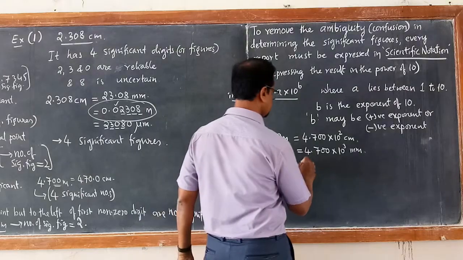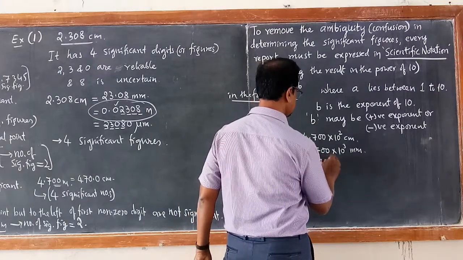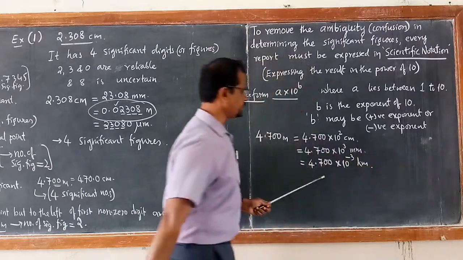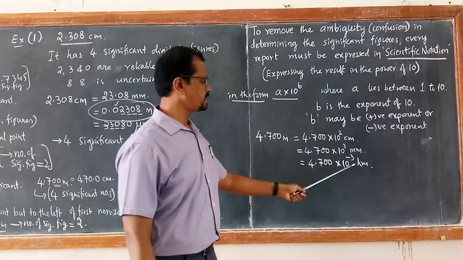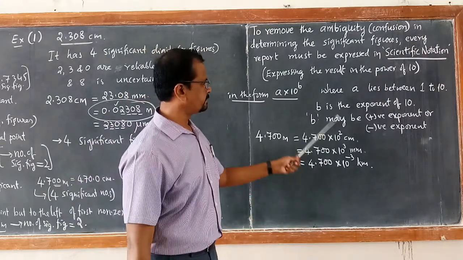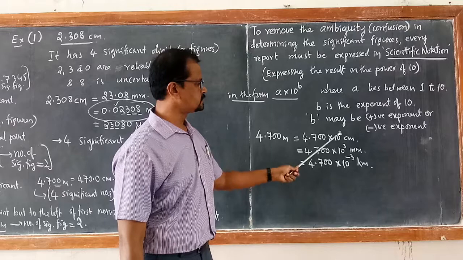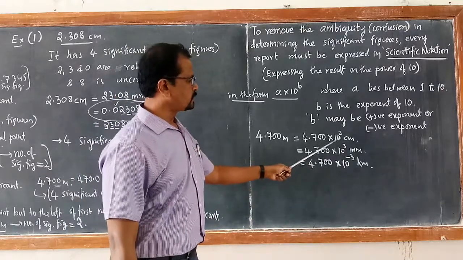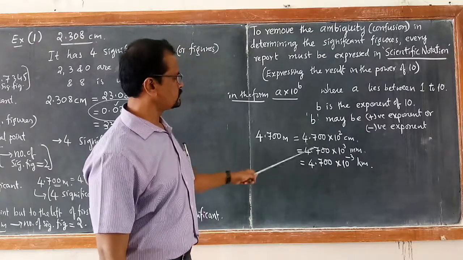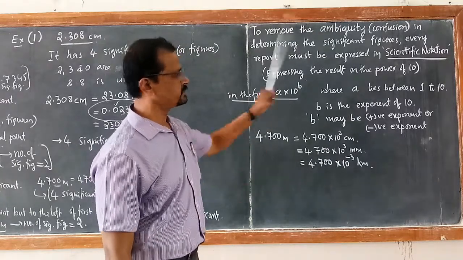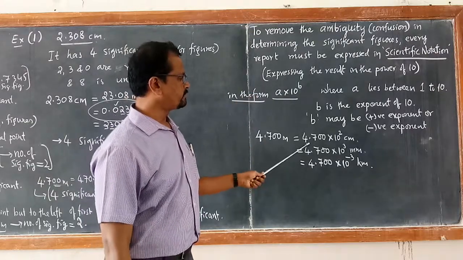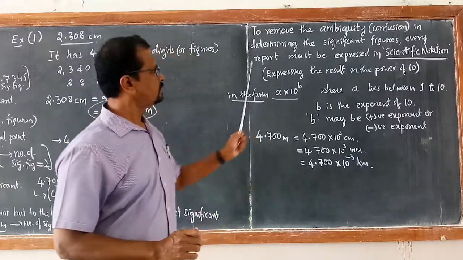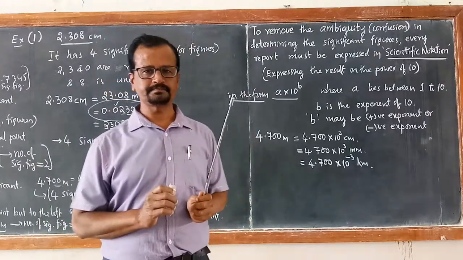Now the same thing can also be expressed as 4.700 into 10 to the power of minus 3 kilometer. I can even express this as 10 raised to minus 3 kilometer. So here the exponent b is negative, while in the previous two cases it is positive. Whether it is positive or negative, this is the expression of a given result in scientific notation, so that we can find out the significant figures without any confusion. This is the advantage of expressing the result in scientific notation.